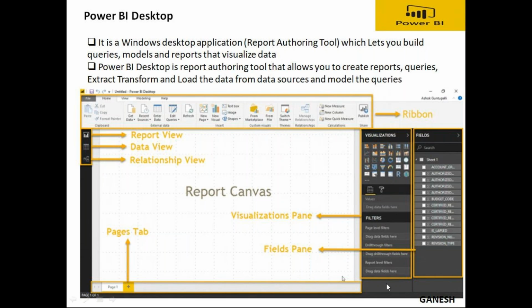Over here you see the filter layer and the visualization layer. This is called the visualization pane, and the layer on the right side is called the fields pane. This is what we are going to discuss on our day-to-day basis. We are going to use the features available within these layers: ribbon layer, report layer, data layer, relationship layer, visualization layer, fields layer.